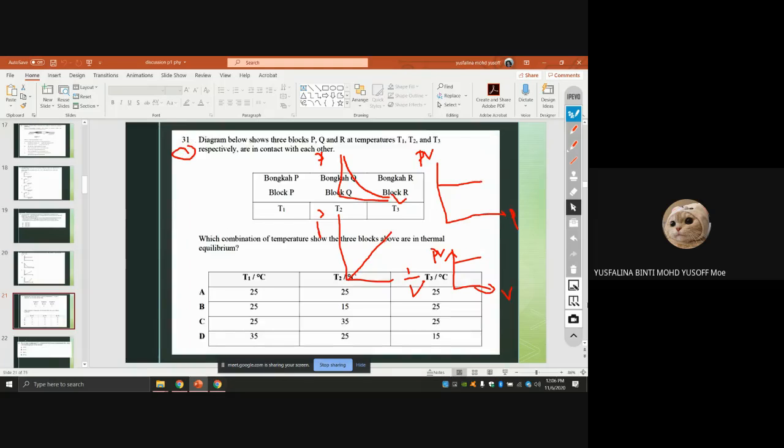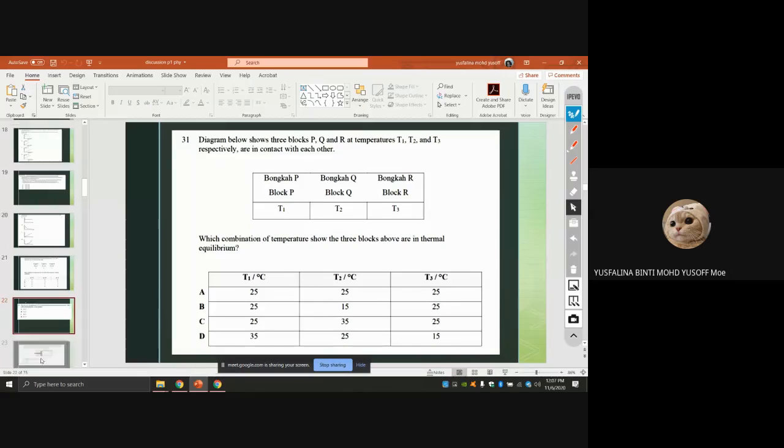Okay, next one. The diagram below shows three blocks P, Q, R at temperatures T1, T2, and T3 respectively, in contact with each other. Which combination of temperatures shows the three blocks above are in thermal equilibrium? For thermal equilibrium, the temperature should be the same. So the answer is A. Okay, so number 31, the answer is A.